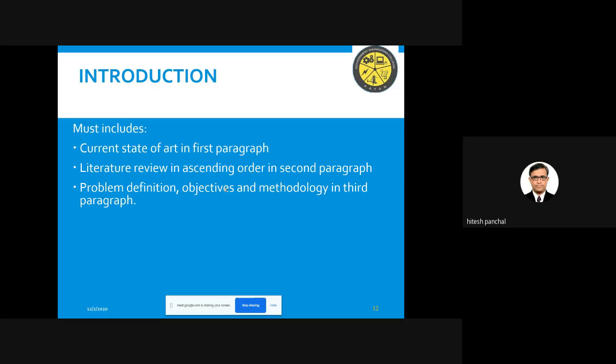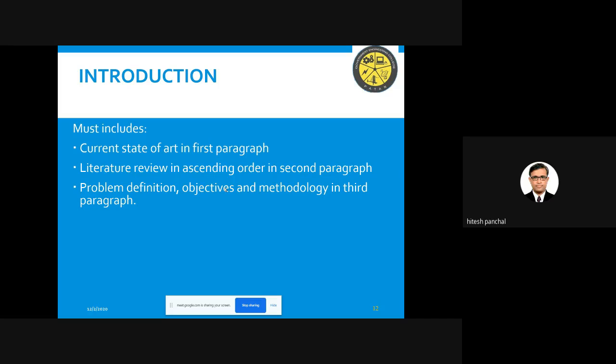Now one more thing, whenever you write the problem definition, I think it has already been covered by other professors. The problem definition must be derived from the literature review which you have carried out in ascending order. Otherwise, your literature review shows one thing and your problem definition is another thing. If there is no correlation between the literature review and the problem definition, then definitely your article is meaningless.